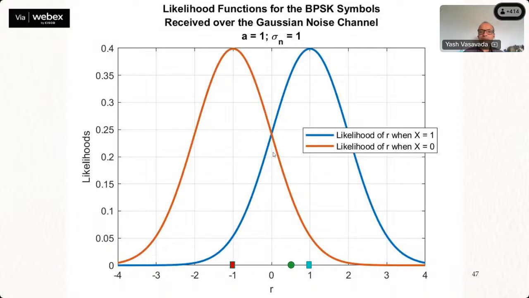Okay. So you see the area where I'm moving the cursor? If I take the total area, that becomes the probability that r is less than 0 when x is equal to 1 is transmitted. What will be the probability that r is greater than 0 when x is equal to 0 is transmitted? Well, that is going to be the mirror image of that area under the red curve.